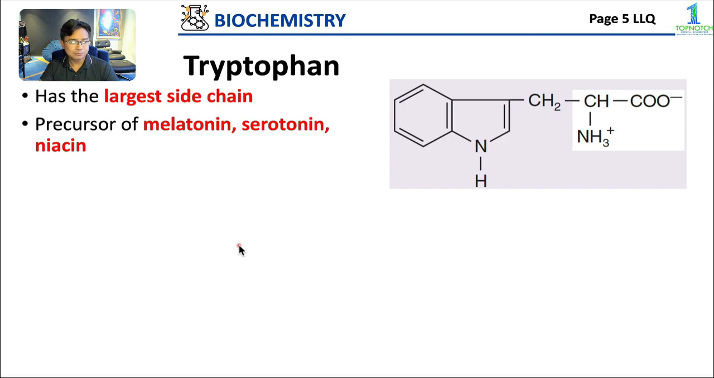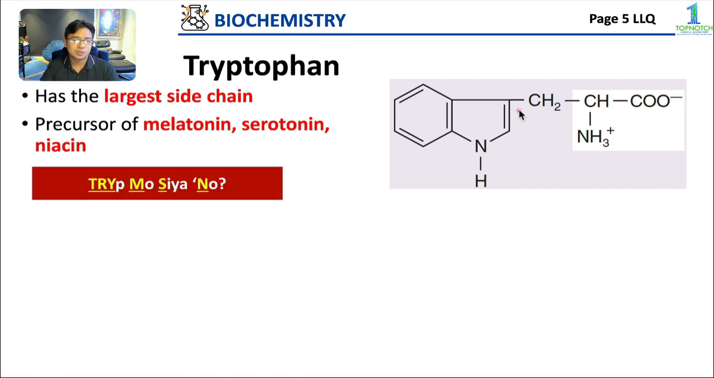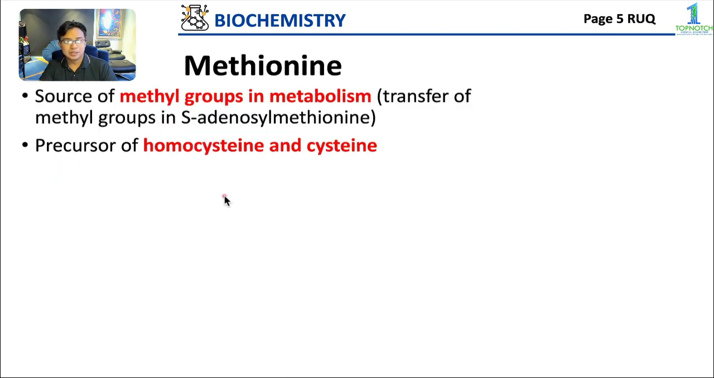Okay? Tryptophan has the largest side chain and the precursor of your melatonin, serotonin, and your niacin. Pare, trip mo siya, no? Okay? Tryptophan, having your melatonin, serotonin, and your niacin. Okay? Tryptophan ang precursor ng mga yan.